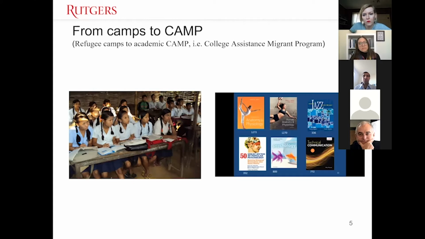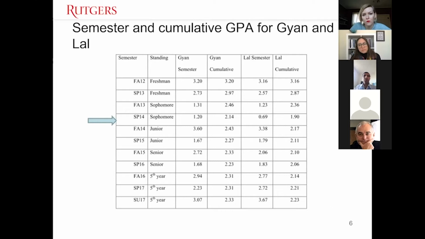Next slide, please. Here is the overall scenario for two of my students, Gyan and Lal. You can see their overall GPA, but I would like to draw your attention to the row where I have used the arrow, spring 14. Before that, they were taking the courses recommended by CAMP. Most of them were remedial courses and they were doing okay. But when they started taking the credit-bearing courses from spring 14, you can see the GPA went down drastically. Lal's GPA is 0.69, total GPA for his semester.